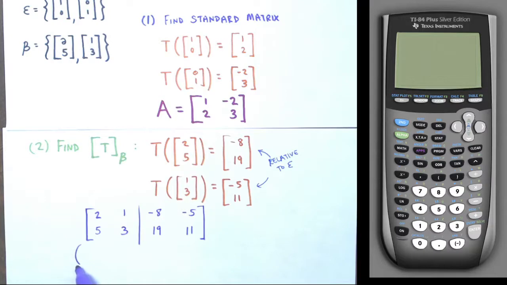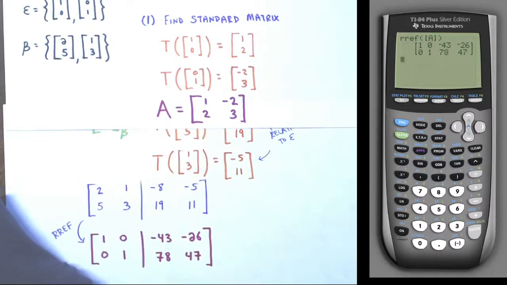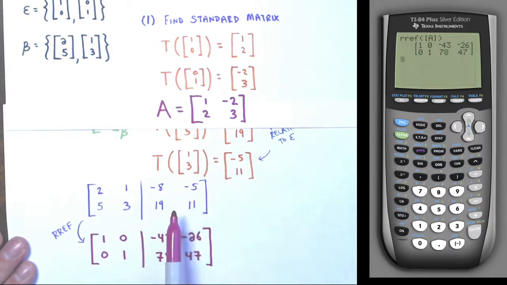And put this into reduced row echelon form, which I will do on my calculator. All right, so this is a 2x4 augmented matrix. Go into the matrix menu. Looks like this is kind of delayed on me, so I'm going to pause the recording and get all this entered and come back. Okay, we're back, and so I entered this 2x4 matrix A under the matrix menu and edit, and put it into reduced row echelon form.